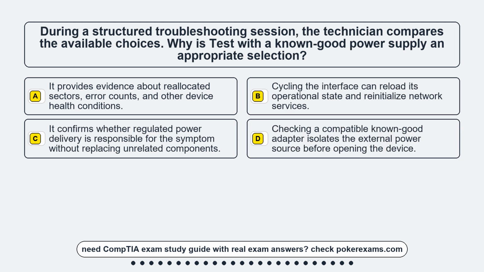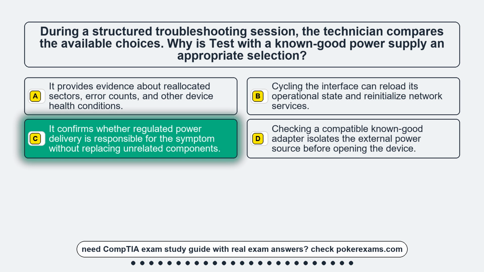Question 11. During a structured troubleshooting session, the technician compares the available choices. Why is test with a known-good power supply an appropriate selection? Option A. It provides evidence about reallocated sectors, error counts, and other device health conditions. Option B. Cycling the interface can reload its operational state and reinitialize network services. Option C. It confirms whether regulated power delivery is responsible for the symptom without replacing unrelated components. Option D. Checking a compatible known-good adapter isolates the external power source before opening the device.